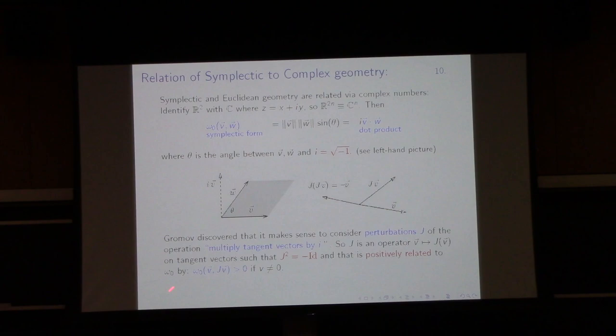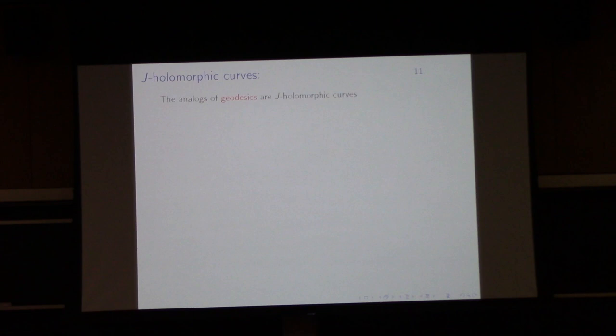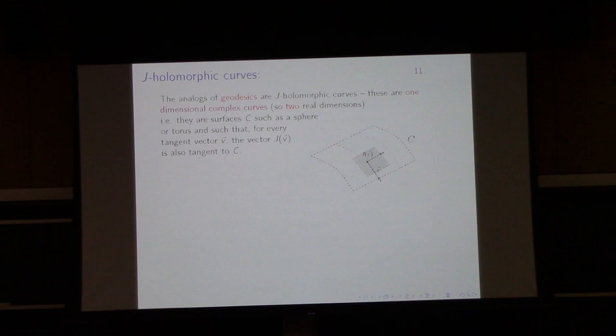That also gives you the associated Riemannian metric, but more importantly, it gives you this operator J. And so then, what is a J-holomorphic curve? Well, they're the right analog of geodesics. They're one complex dimension. Instead of having geodesics, the shortest distance between two points in a Riemannian manifold or in a hyperbolic space, here we're talking about two-dimensional objects. They're called curves, but they're complex curves, so they're two real dimensions. They're surfaces that could be spheres or tori or cylinders or something.